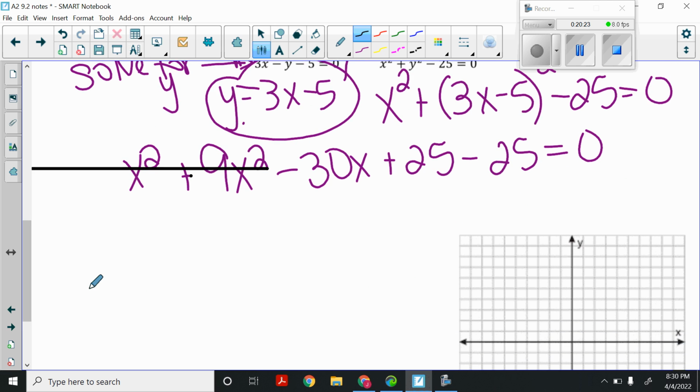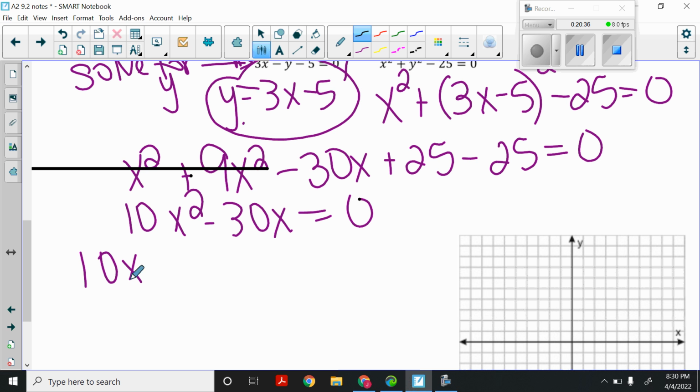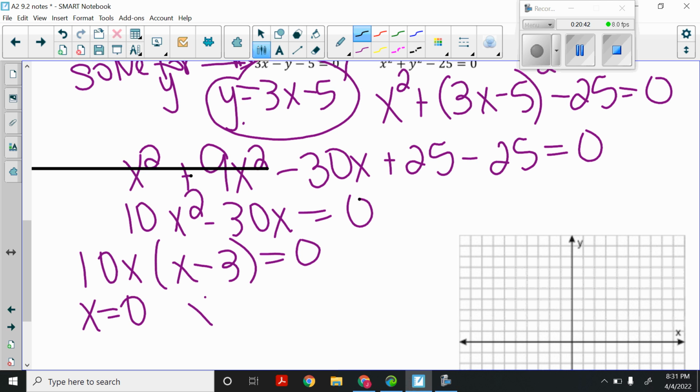I'm going to combine like terms. So I get 10x squared minus 30x, the 25's cancel, equals 0. I need to solve this, so what do they both have in common? I can pull a 10x out, and then I'm left with x minus 3 equals 0. So I get x equals 0, x equals 3.